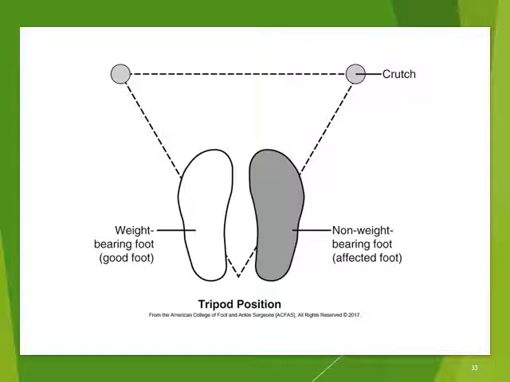Now this is the tripod position. This is the position where you can see where the feet are next to each other and then where the crutches are. And it forms a tripod. So the crutches are out to the side a little bit in front of the feet. And there's a non-weight bearing foot, or the affected foot, so that would have the fracture. And then the weight bearing foot, which is your good foot or the non-fractured foot. So you would use the crutches to help balance you, and that's why they're out a little bit further than the feet. So the tripod position.